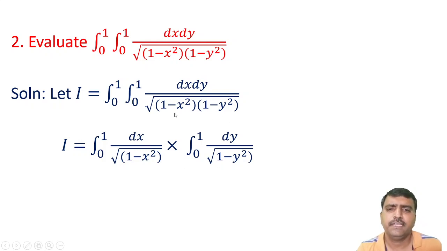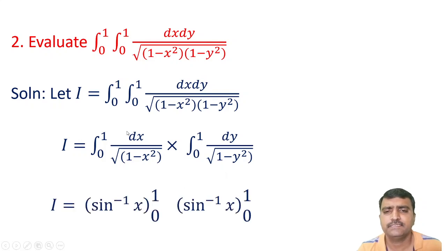So you can write it as dx by root of 1 minus x square, dy by root of 1 minus y square. Now you integrate this, you know that integration of 1 by root of 1 minus x square is sine inverse of x. So it's sine inverse of x, limit from 0 to 1, and sine inverse of y, sorry, it is y, sine inverse of y, limit from 0 to 1.